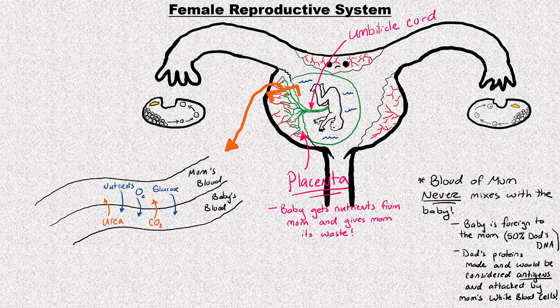Those proteins will be considered antigens, and mom's white blood cells will attack the baby and ultimately kill the baby. So mom's blood can never mix with the baby, or else the baby will be killed.